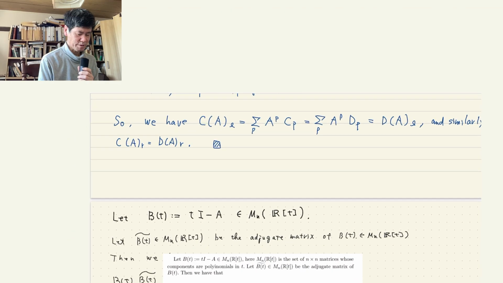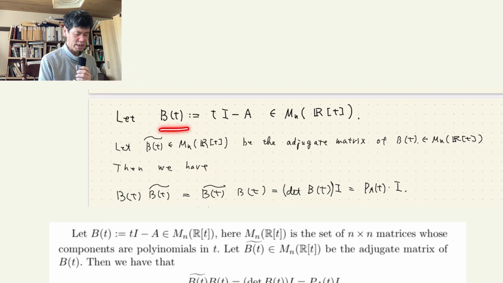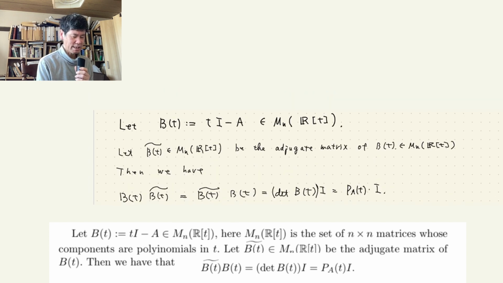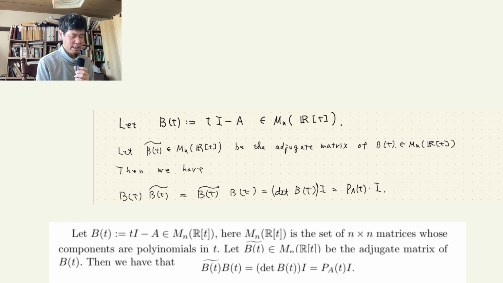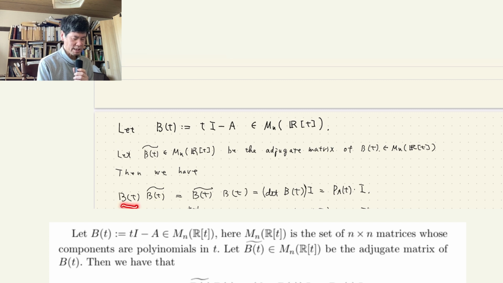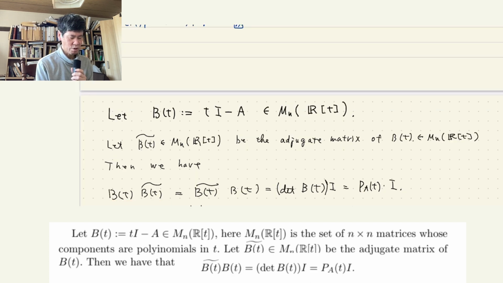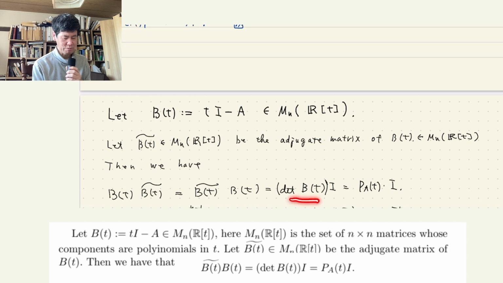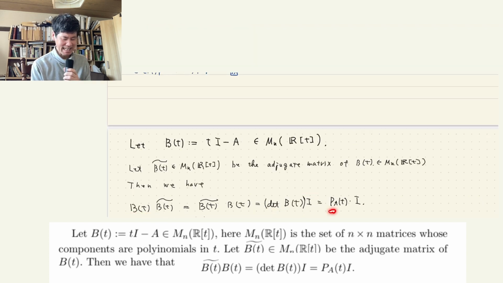Now back to the proof of the Cayley Hamilton Theorem. Let B(t) be tI minus A. This is the n times n matrix whose components are polynomials in t. Let B(t) tilde be the adjugate matrix of B(t). Then we have B(t) times B(t) tilde is equal to B(t) tilde times B(t), which is equal to determinant B(t) times I, and determinant B(t) is equal to P_A(t). This is equal to the characteristic polynomial of A times I.